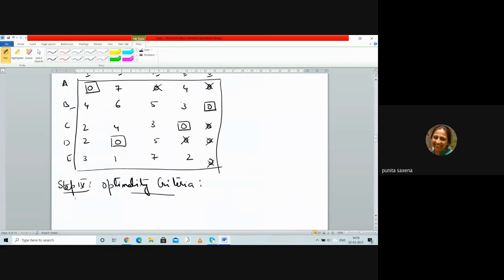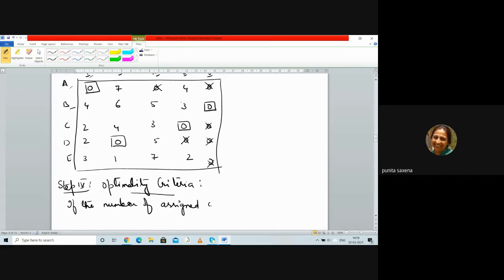And we say that if the number of assigned cells, see, the zeros that you have marked with a square are actually your assigned cells. So this amounts to saying that I have assigned the worker A with the first job. So they are the assigned cells.